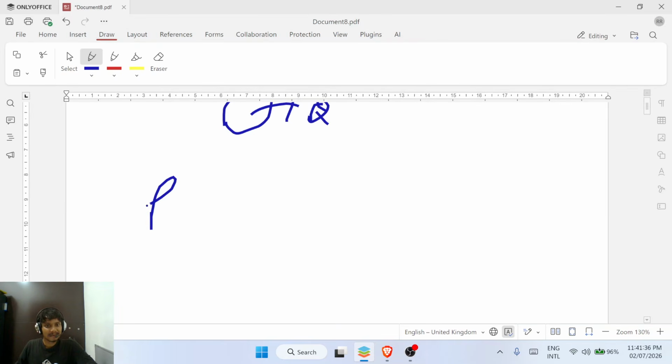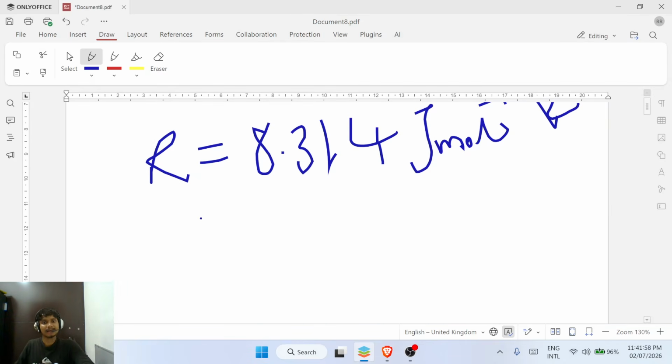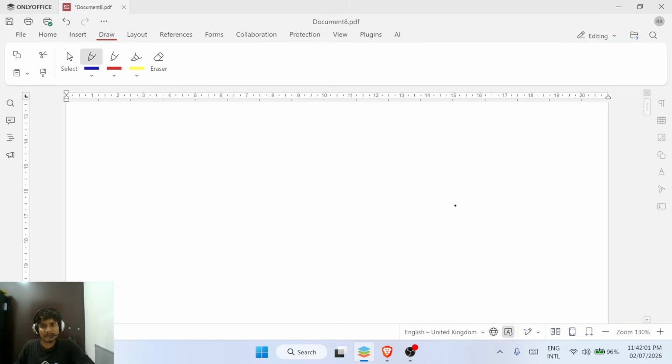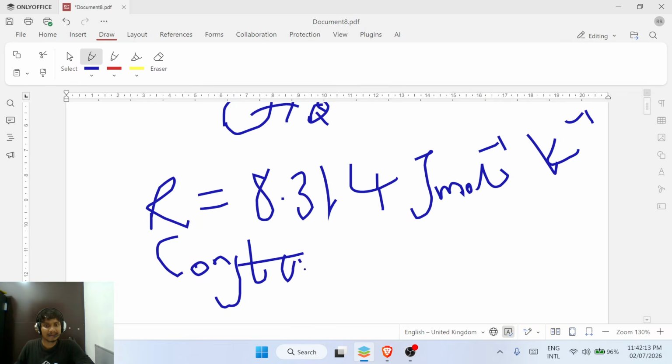Now in advanced level chemistry and physics, we studied that R is equal to 8.314 joule mole minus 1 Kelvin minus 1. We studied that R is constant. R will not change for the ideal case. For the ideal case, R is always constant, which is 8.314 joule mole minus 1 Kelvin minus 1.